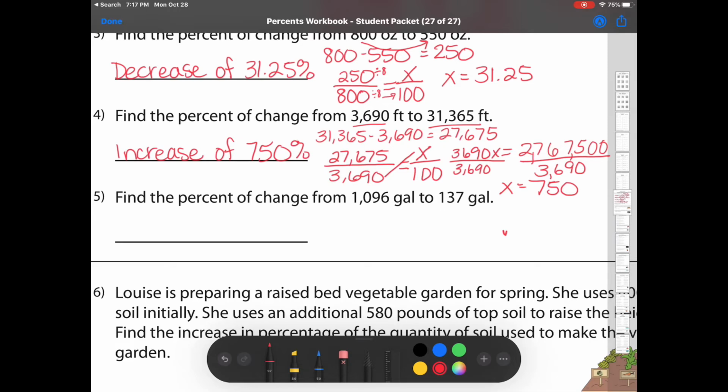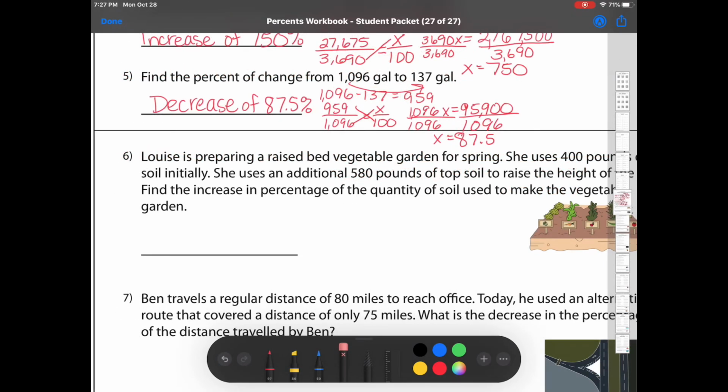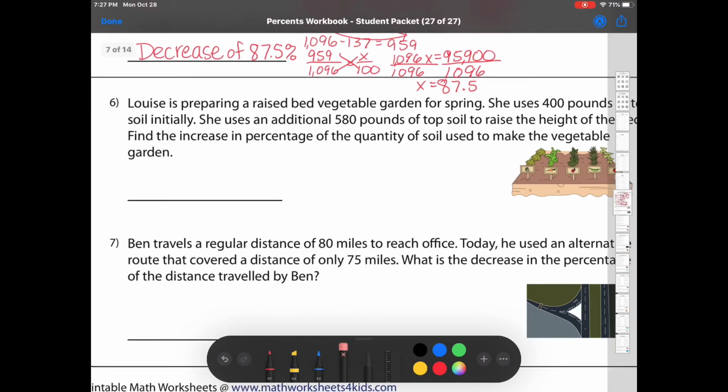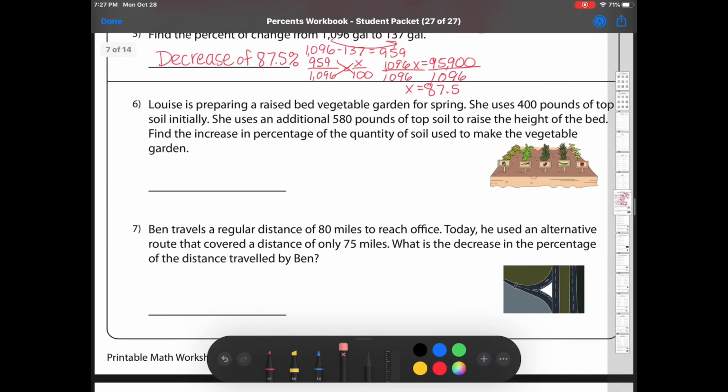All right, I want you to pause the video and try number 5 on your paper. All right, so for question 5, we had a decrease of 87.5%. Hopefully you were able to follow those steps that we created up at the top of the page to find that decrease of 87.5%. Now we're going to go ahead and move on to the word problems at the bottom of the page. So I am going to walk you through these word problems.